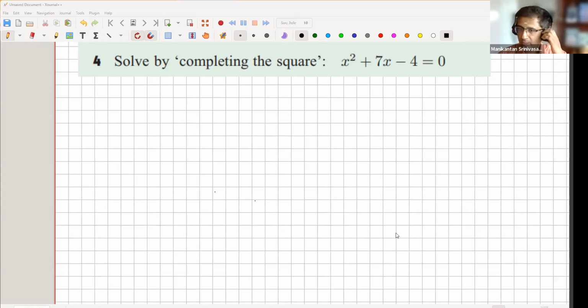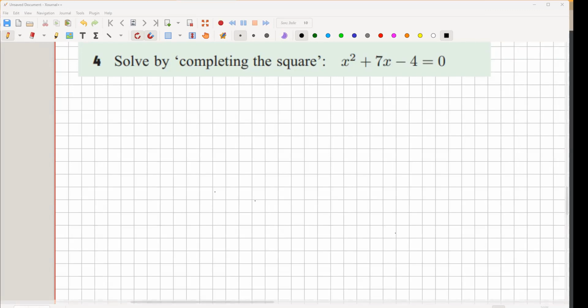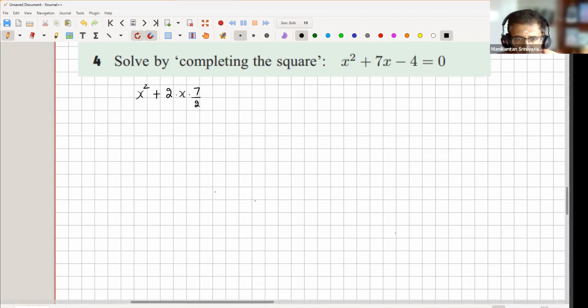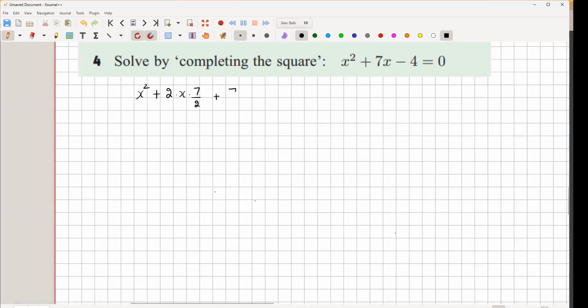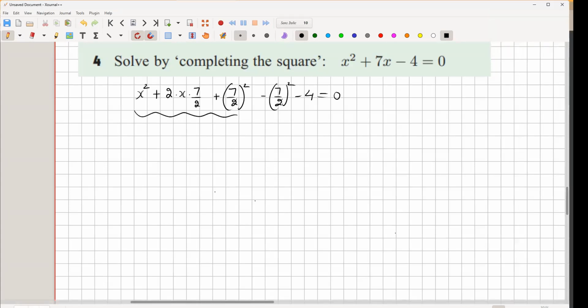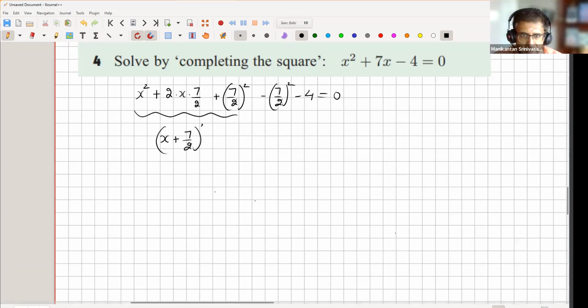Ahana, can you help here? Completing the square. Okay, so basically the coefficient of x is already 1, so we don't need to take out anything. So basically what we're going to do is x square plus 2 into 7 by 2 into x, plus 7 by 2 the whole square, minus 7 by 2 the whole square, minus 4 equal to 0. And now we're going to solve it. So we're going to take out x plus 7 by 2 the whole square, minus 7 by 2 the whole square, which is basically 49 by 4.